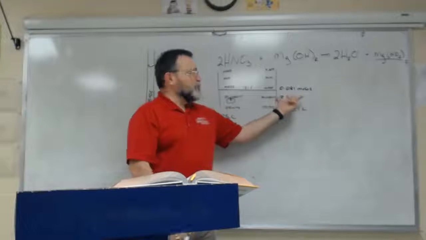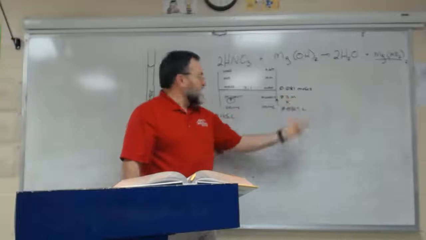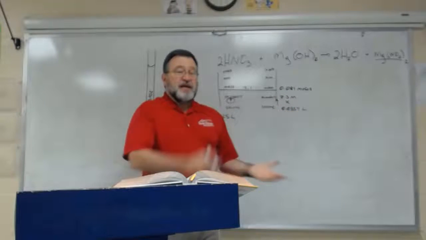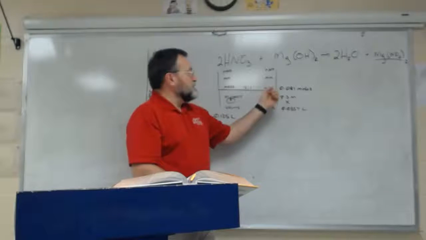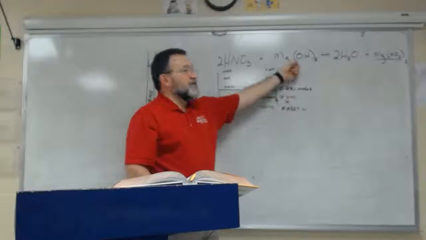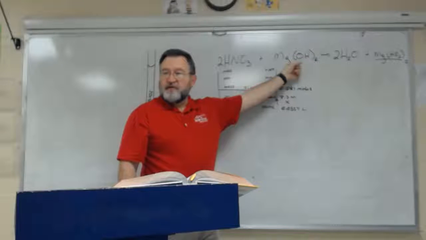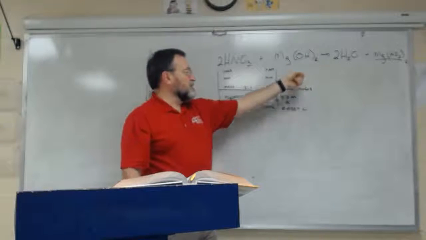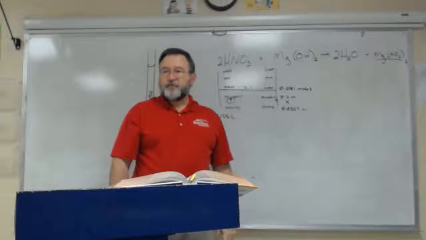If I have a 2.3 molar solution and I have 0.0354 liters of that solution, in that solution I have 0.081 moles of that molecule, magnesium hydroxide. I've taken volume times molarity to calculate the number of moles. Okay?